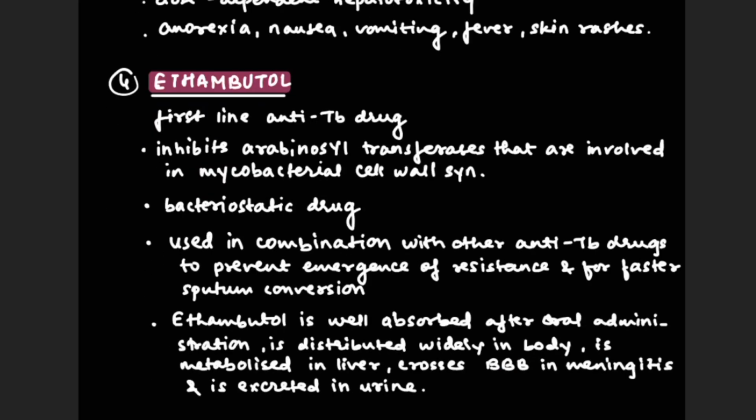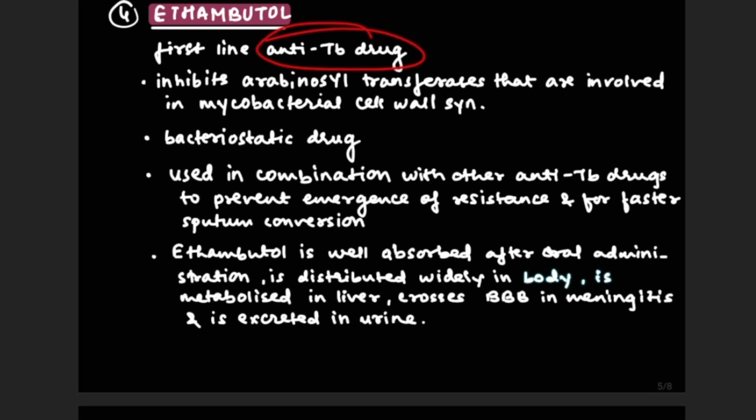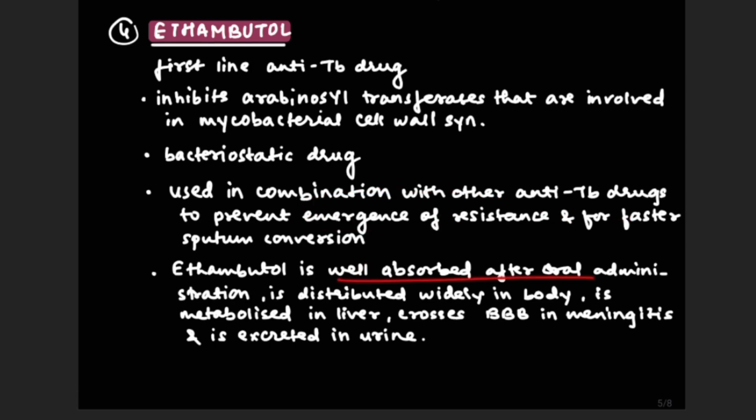Next is ethambutol. It is also used as a first line anti-TB drug. It will inhibit the arabinosyl transferase which is involved in mycobacterial cell wall synthesis. It is also a bacteriostatic drug used in combination with the other anti-TB drugs to prevent the emergence of resistance, as well as it is well absorbed after oral administration and distributed widely in the body, and it is metabolized in the liver, and it will cross the blood-brain barrier in meningitis and it is excreted in urine.